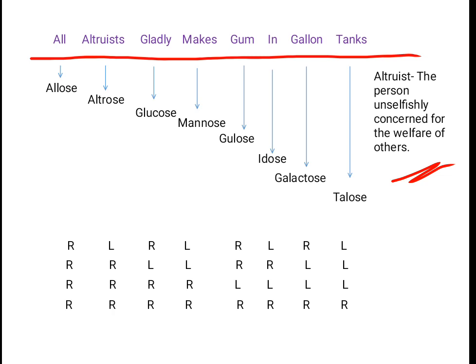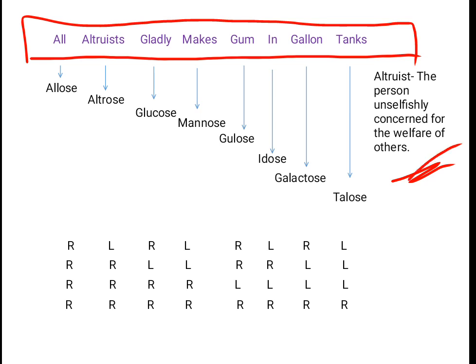When I first heard this line, I couldn't understand the meaning of altruist because I am a Bengali medium student. So I thought that maybe some of you also can't understand. That's why I have written this meaning. Here, all corresponds to allose, altruist to altrose, gladly to glucose, and so on. You can just see this.